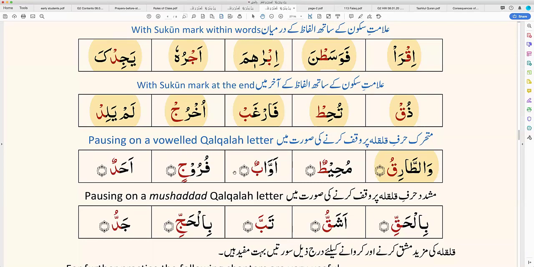So in this particular exercise, we're going to work out how to make the sounds when we're pausing on vowel letters. So if you repeat after me, wa-t-tariq. Wa-t-tariq. Well done, beautiful. Let me use my highlighter again.